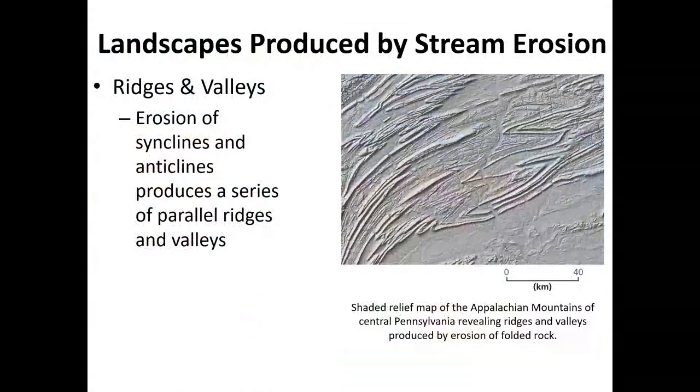Landscapes produced by stream erosion: ridges and valleys. This is a lot like what we studied earlier in Nevada, where you had lots of valleys and lots of plains. So these are areas where you have erosion with synclines and anticlines, the tops of the hills and bottoms of the hills, and it can produce a series of parallel ridges and valleys.